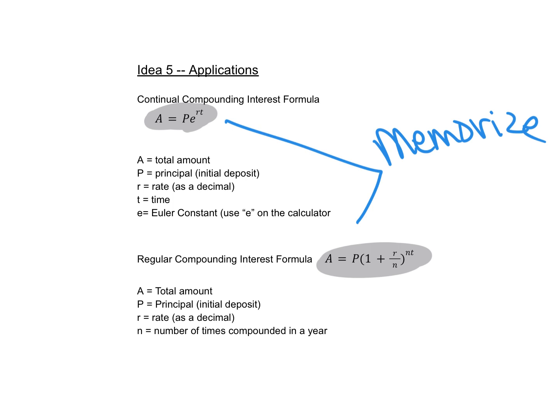So we've got some variables here in our top formula. A is the amount you end up with. Like when you're done, how much money do you have in your bank account? P is the principal, which is how much you put into your bank account. R is your rate as a decimal. T is your time. A lot of times time is in years. And then E is your Euler's constant, and we'll be using the calculator for that. And you use this when you are compounding continuously, okay?